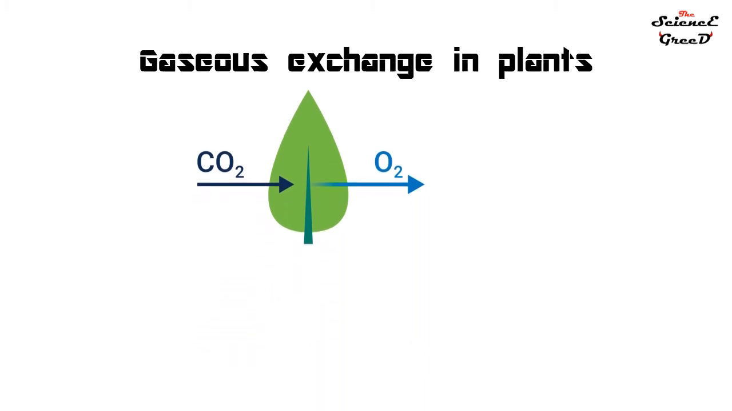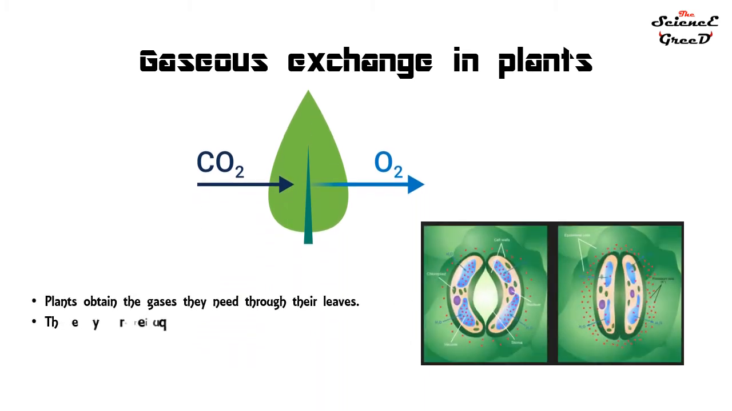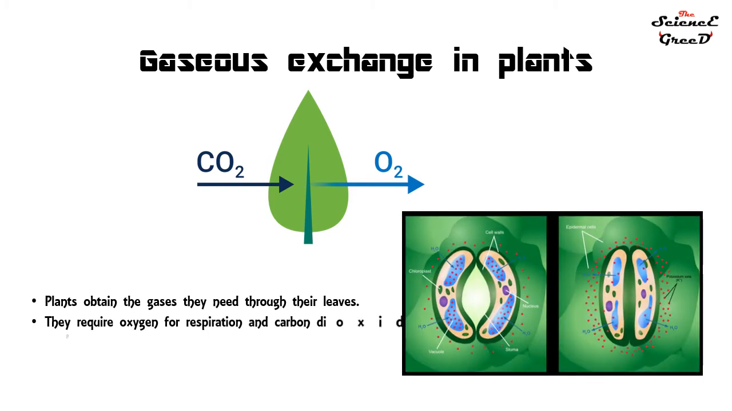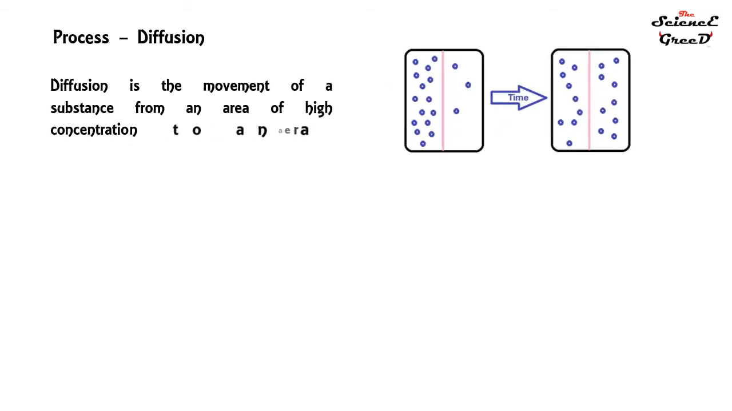Gas exchange in plants. Plants obtain the gases they need through their leaves. They require oxygen for respiration and carbon dioxide for photosynthesis. The gases diffuse into the intercellular spaces of the leaf through pores, which are normally on the underside of the leaf, called stomata. The process is called diffusion. Diffusion is the movement of a substance from an area of high concentration to an area of low concentration.